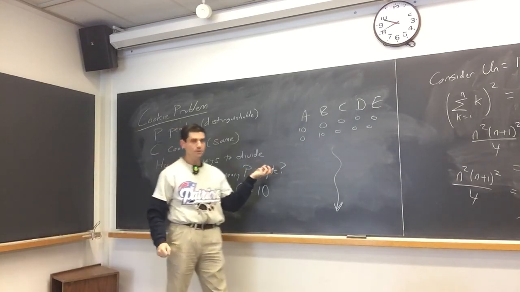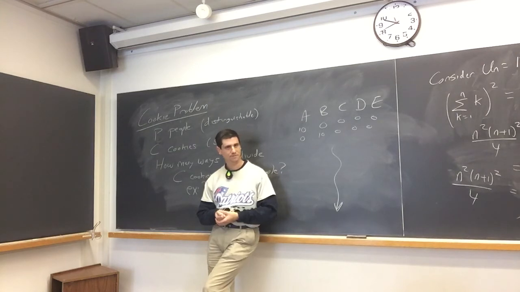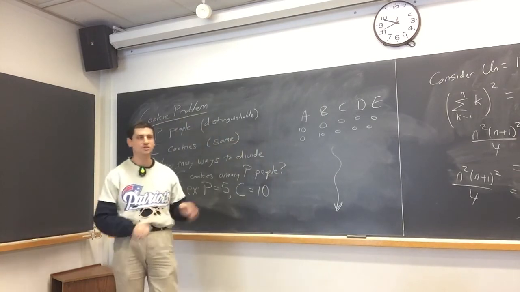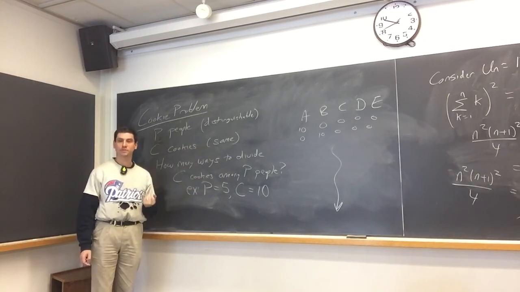So what I'd like you to do for Wednesday is try a couple of values of C and P and see if you can guess the formula. Okay? If you already know the formula, then you're in really good shape for this, and do not share it with anyone in the class. Do not try to look up the formula. You can do this by brute force, or you can write a computer program.